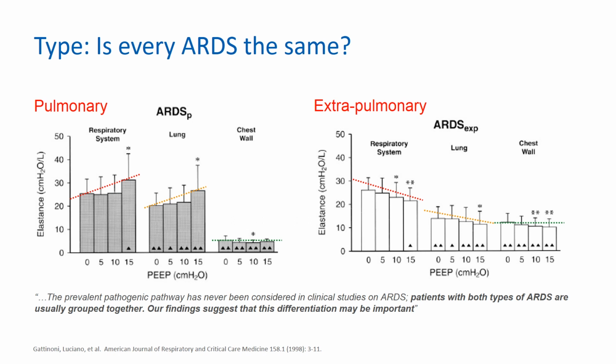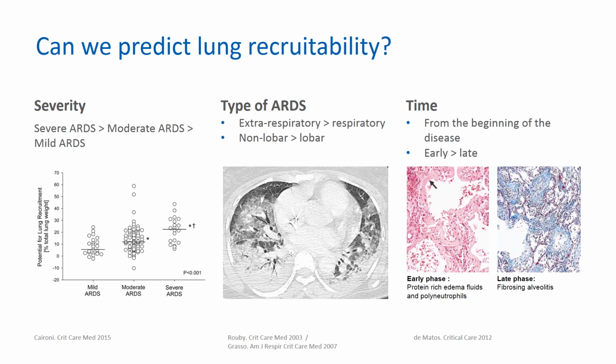The main finding of the present study is a different response of respiratory mechanics in ARDS of pulmonary versus extrapulmonary origin, and differentiation may be important. Lung recruitability is more important in severe ARDS than in moderate and mild ARDS. Lungs subject to extra respiratory injury such as septic shock or pancreatitis have higher recruitment potential than lungs subject to respiratory injury such as pneumonia.